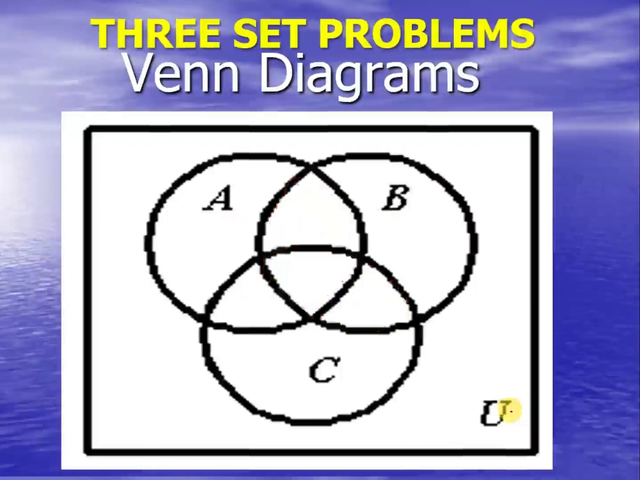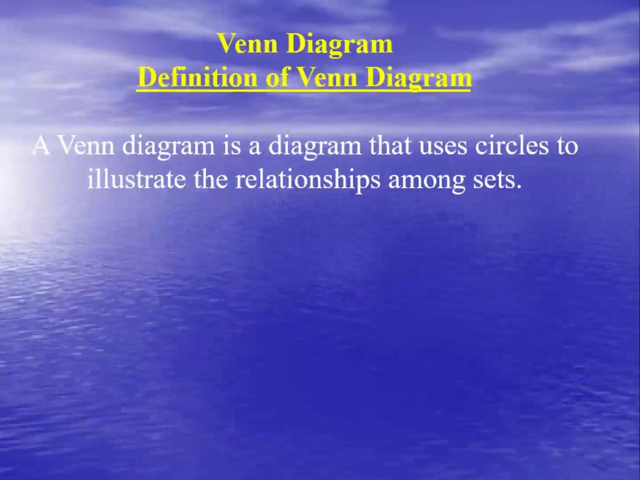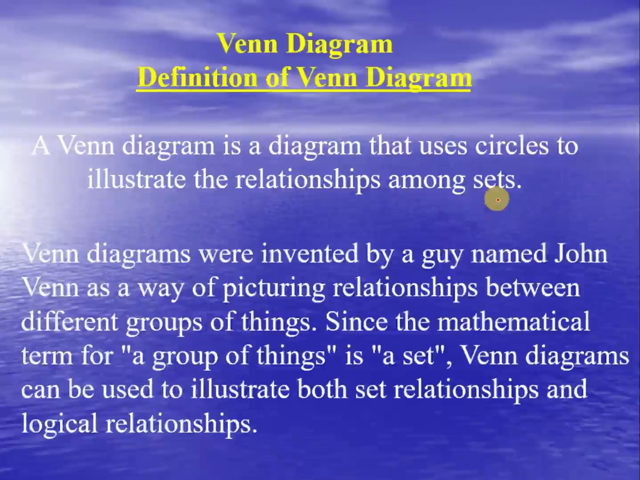Now, the first thing we want to look at is a definition of a Venn diagram. So a Venn diagram is a diagram that uses circles to illustrate the relationship among sets. So here I've used circles, but it could be rectangles or any other plane figure that you can use to illustrate the relationship among some sets. Okay, now we can further say that a Venn diagram was invented by a guy named John Venn, and that's how the name Venn diagram came.